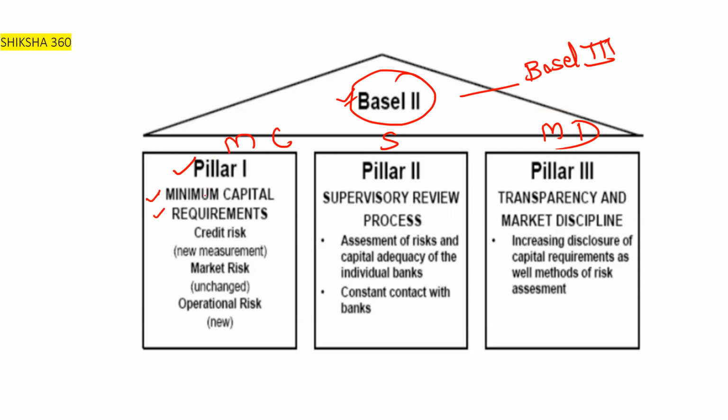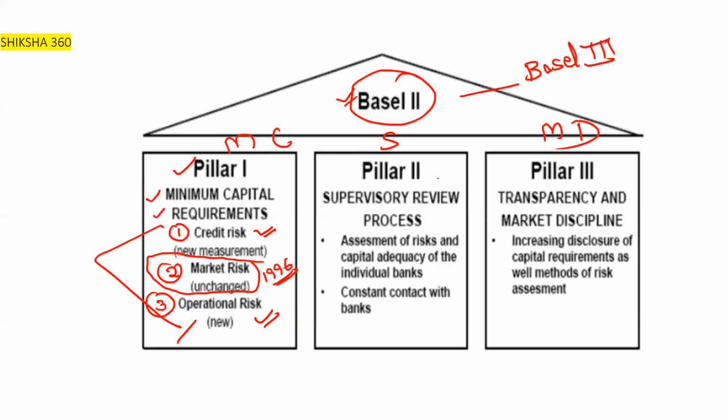Clear? So the capital requirement is basically for what risk? Credit risk, market risk, operational risk. As we have already discussed, market risk was included under the Basel 1 norm in 1996. But credit risk and operational risk were included later under Basel 2. So these 3 risks come under the minimum capital requirement. Market risk is unchanged; credit risk and operational risk were newly introduced.